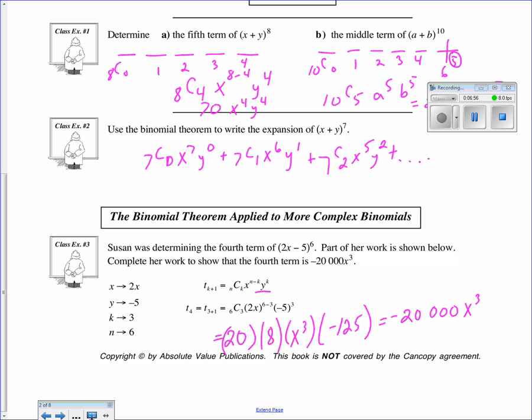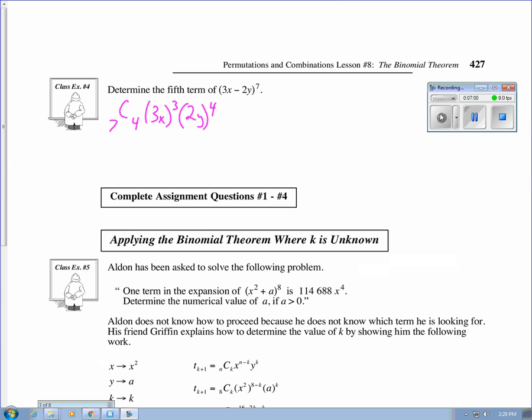The problems do get a little bit more interesting than this. Let's turn the page over. Okay, so maybe not relying so much on the formula, but you're welcome to check the formula out. I'm looking for the 5th term.